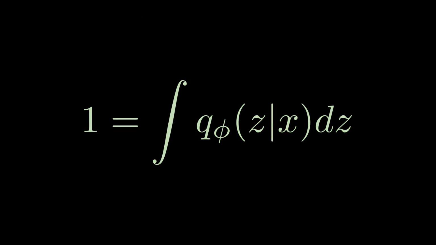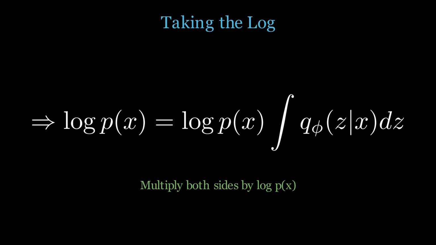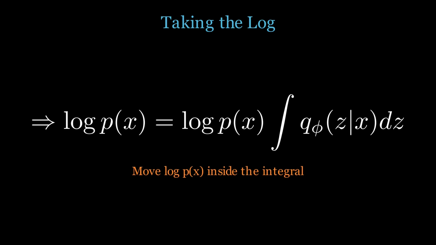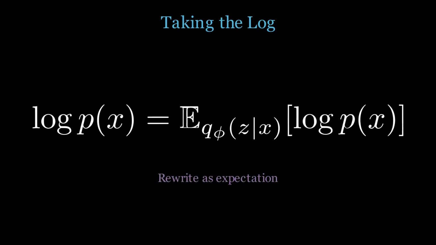We can multiply both sides by log p of x without changing the equality. This gives us log p of x equals log p of x times the integral. Since log p of x is constant with respect to z, we can move it inside the integral. And finally, we can write the integral as an expectation over our approximate posterior. This gives us log p of x equals the expectation of log p of x.